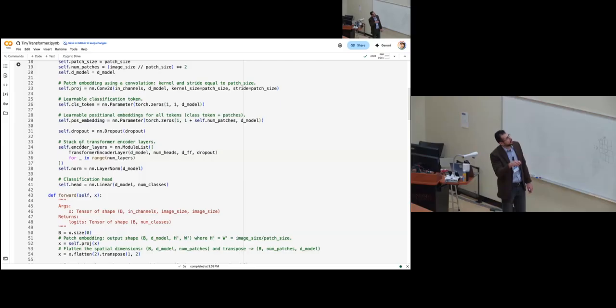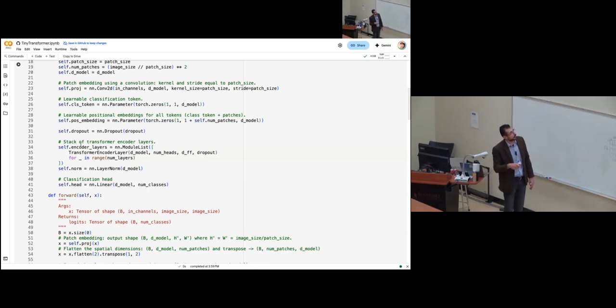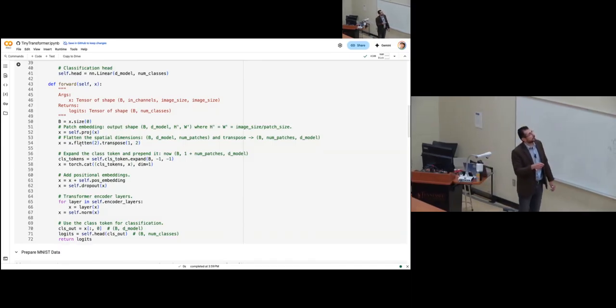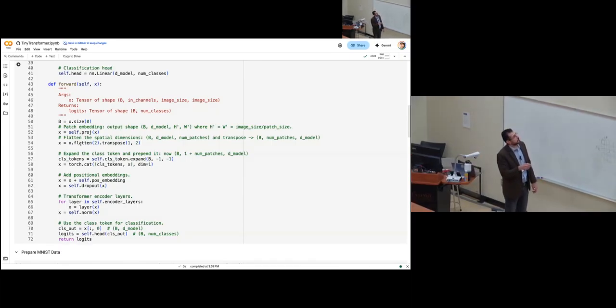I have a number of layers. However many layers I want to add, I give that as an input. And of course, I need to have layer normalization. And at the end, the linear classifier is going to get the CLS token and predict the class for me. So when we call the forward on this neural network, it's going to get the batch size, and then go and do the projection for us.